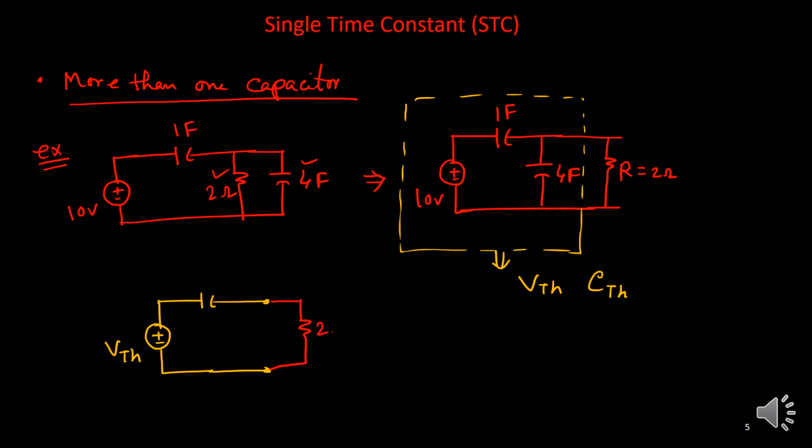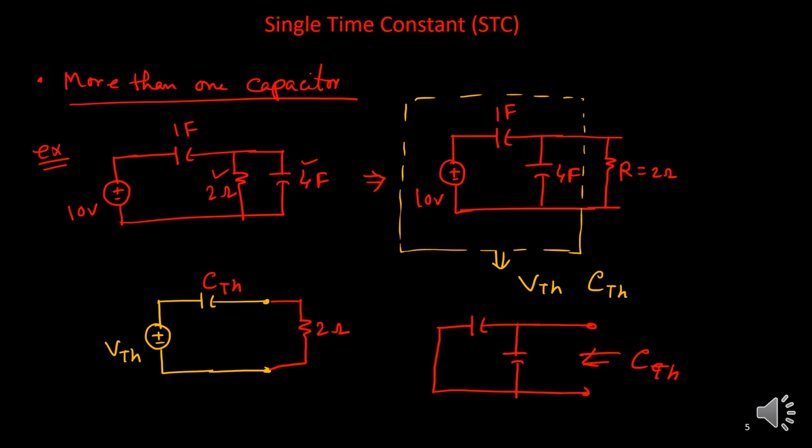So this resistance is 2 ohm. This capacitor is suppose C. So we need to find out CTH. So how to find the CTH? Again the same procedure. What will you do? You will just remove this independent source, the 10 volt source. So this is the capacitor. This independent source I'll remove using a short circuit, and this is another capacitor here, and we'll look from this terminal to find the equivalent C, or CTH as I'll call it.